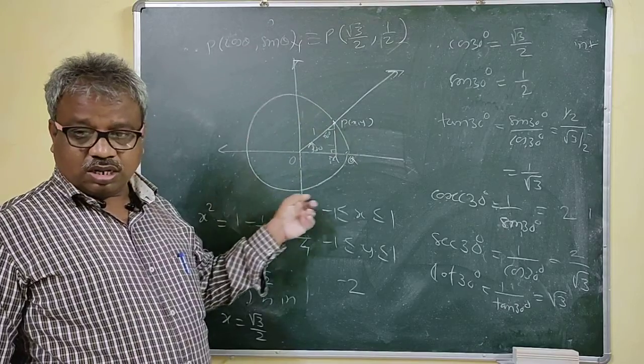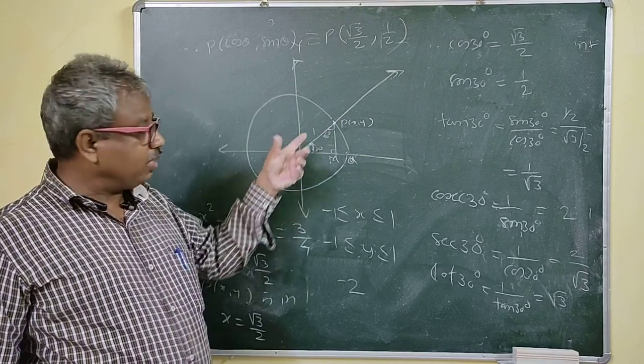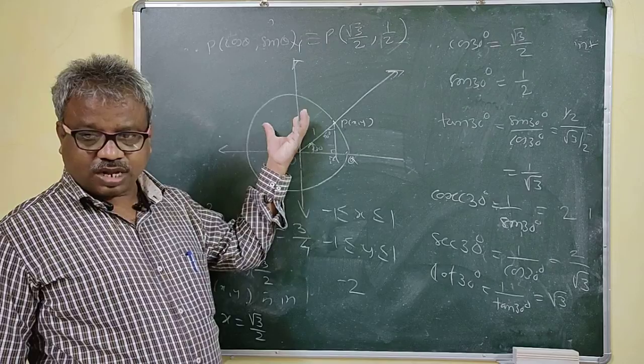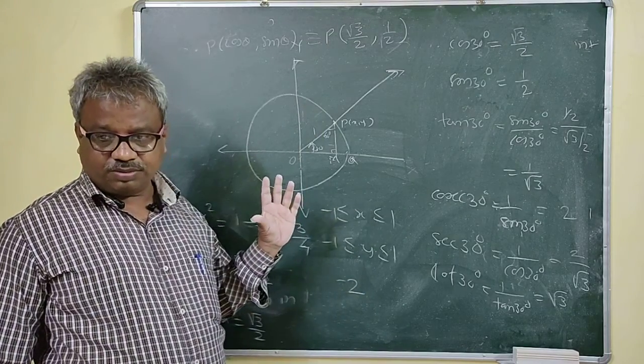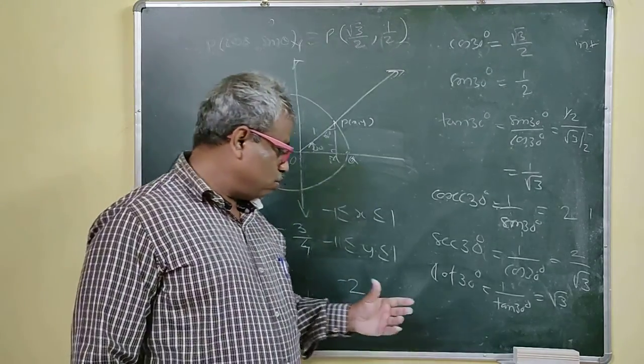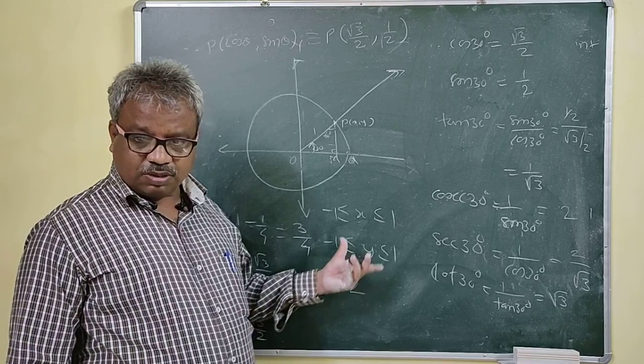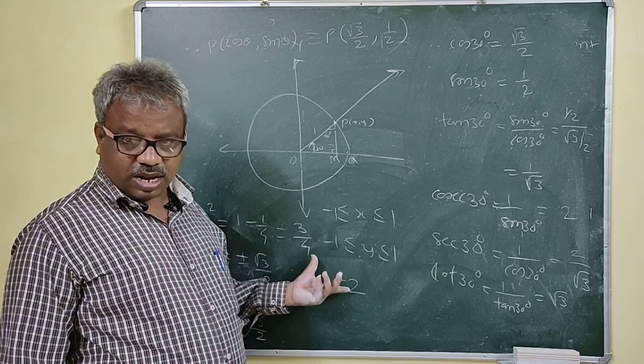Because here, the point is on the circle, and it should be inside this. So sin theta and cos theta always lie between minus 1 and 1. So if you get somewhere a value greater than 1, that means you made a mistake somewhere. You have to check your answer once again.